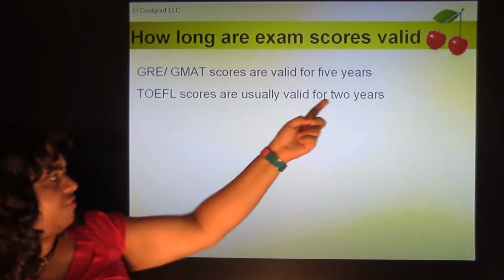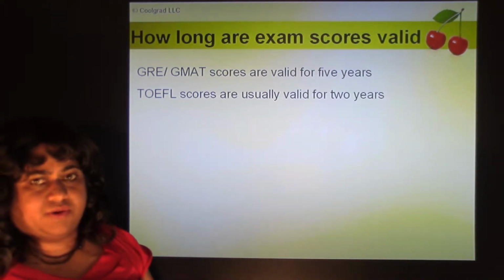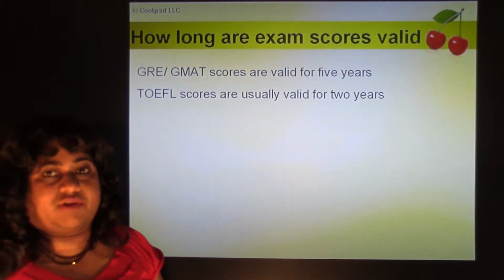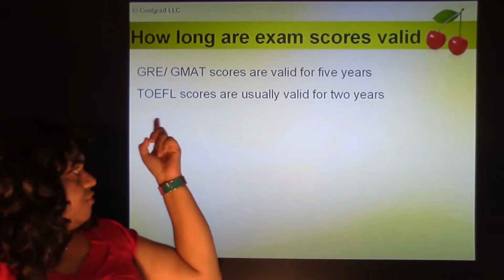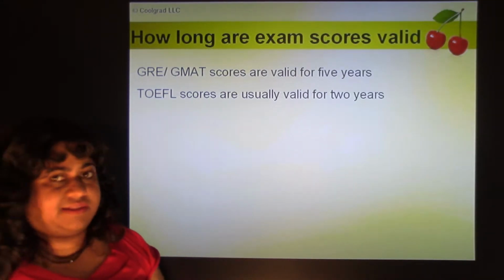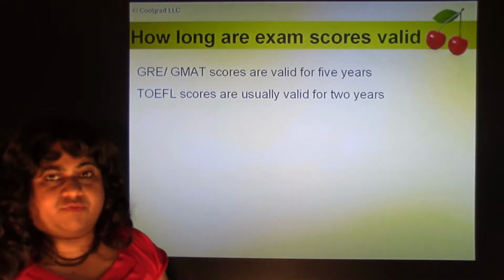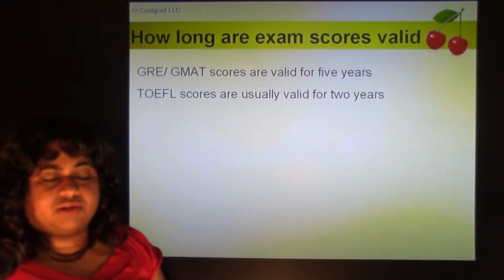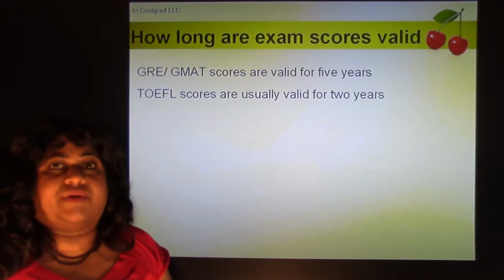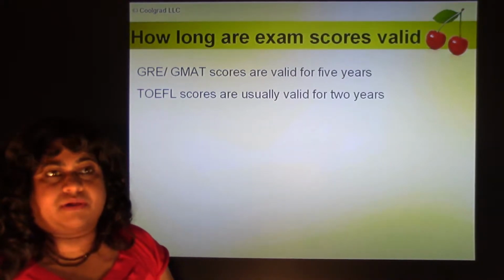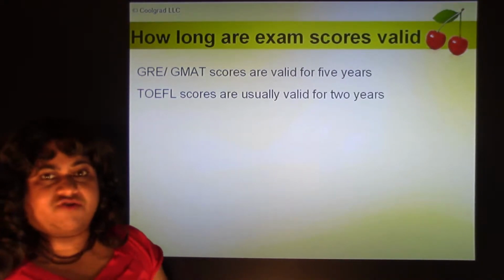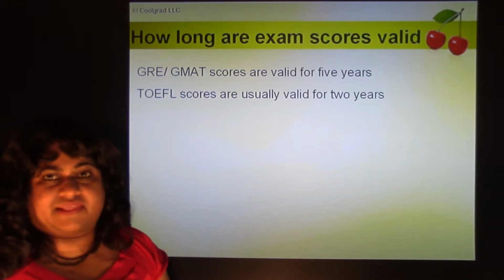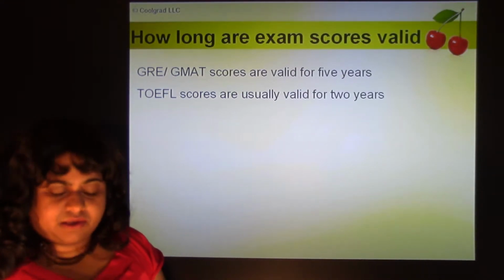GRE and GMAT scores are usually valid for 5 years, but this might change again, so you have to look up the official website. TOEFL scores are usually valid for 2 years, and this might also change. You have to look up the official TOEFL website. TOEFL stands for Test of English as a Foreign Language. In countries like India, where English may not be the primary language for a lot of people, you have to demonstrate proficiency in English. That's done by taking exams like the TOEFL or some other exams.